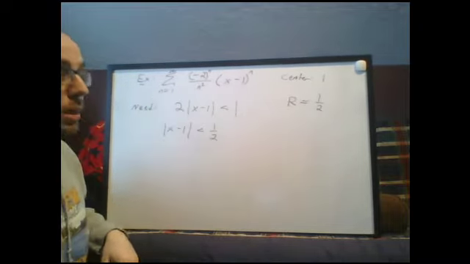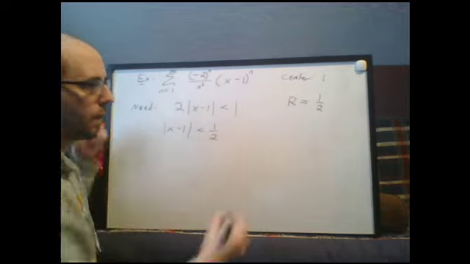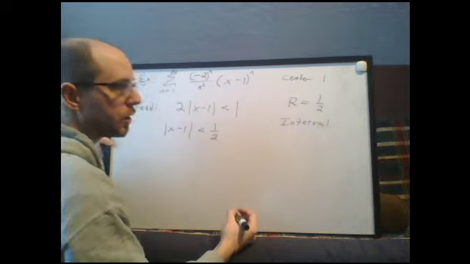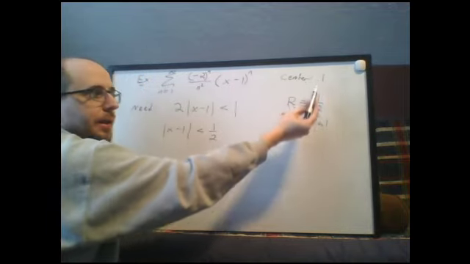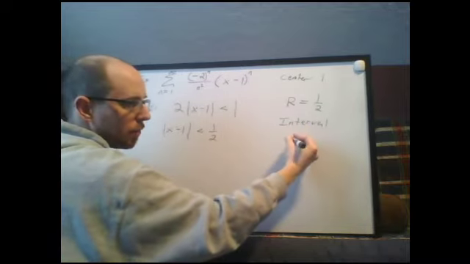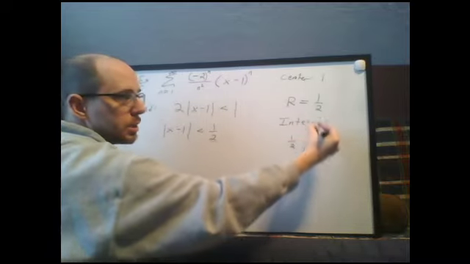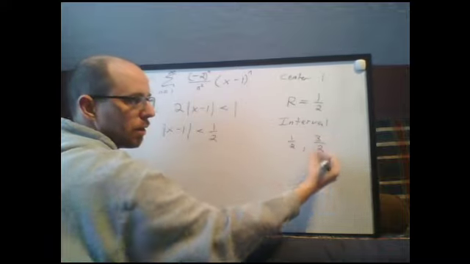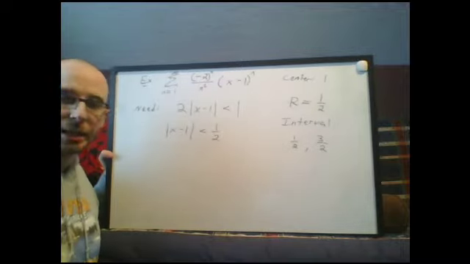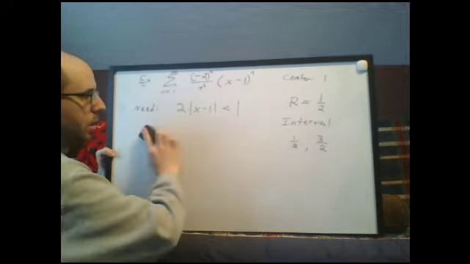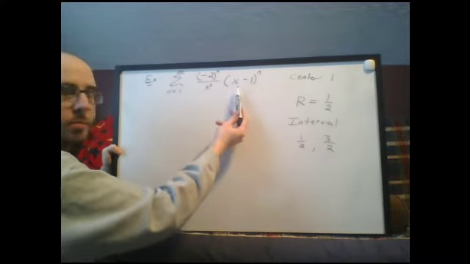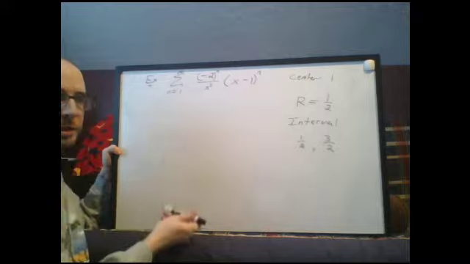Okay, so then to get my interval, I know I have to check endpoints, but let's write the interval first. I take my center, 1, and I add or subtract the radius. So 1 minus 1/2 would be 1/2. 1 plus 1/2 would be 3/2. So these are my endpoints. Now I need to check them separately. So I'm going to plug these in for x and then simplify my series.